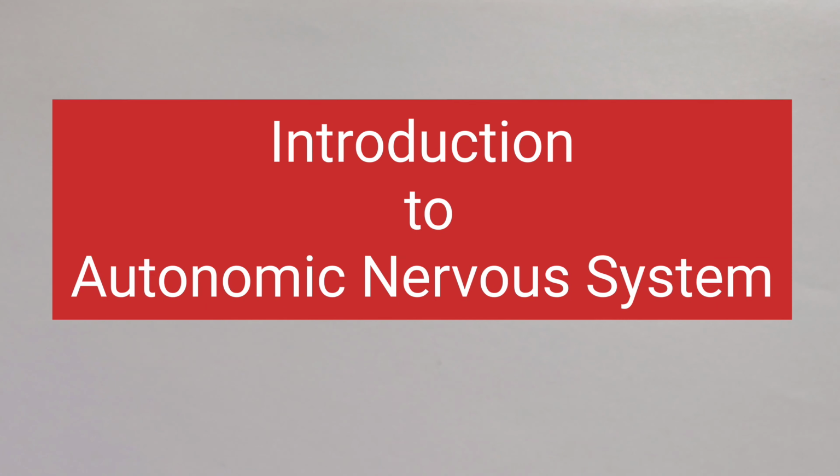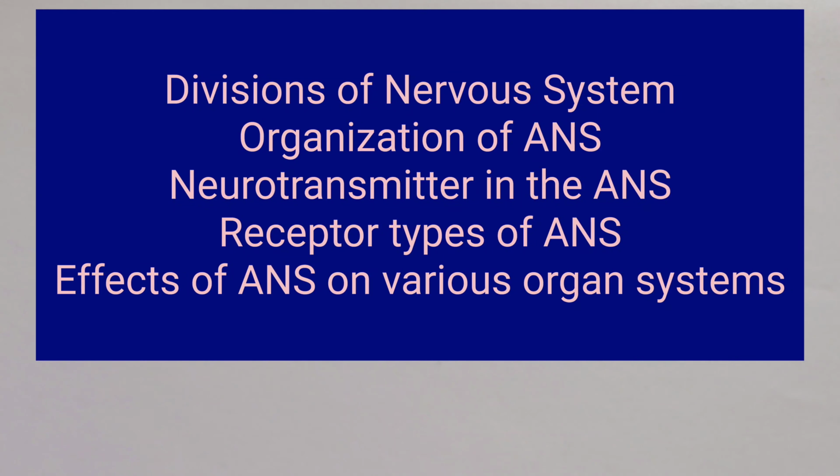This video is an introduction to the autonomic nervous system. The outline of the presentation will include the divisions of the nervous system, organization of the autonomic nervous system, the neurotransmitters of the ANS and the receptor types in the ANS, and the effects of the ANS on various organ systems.